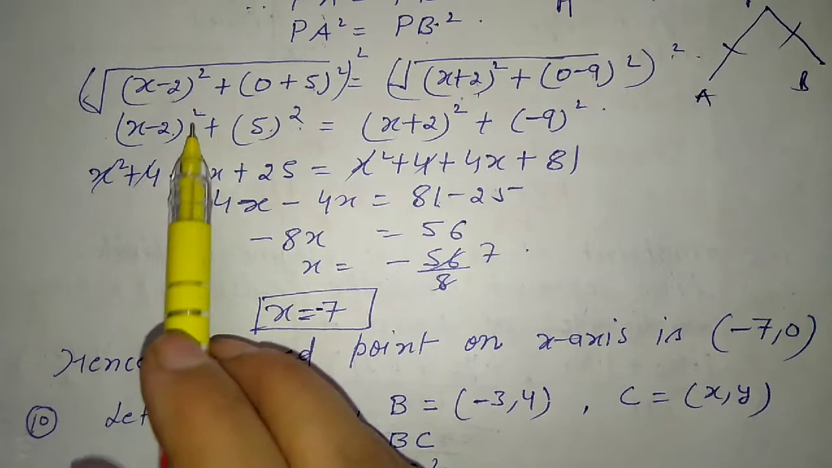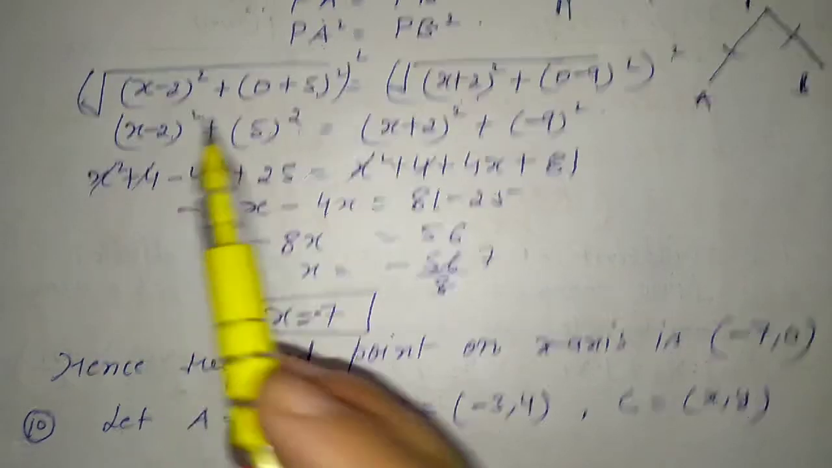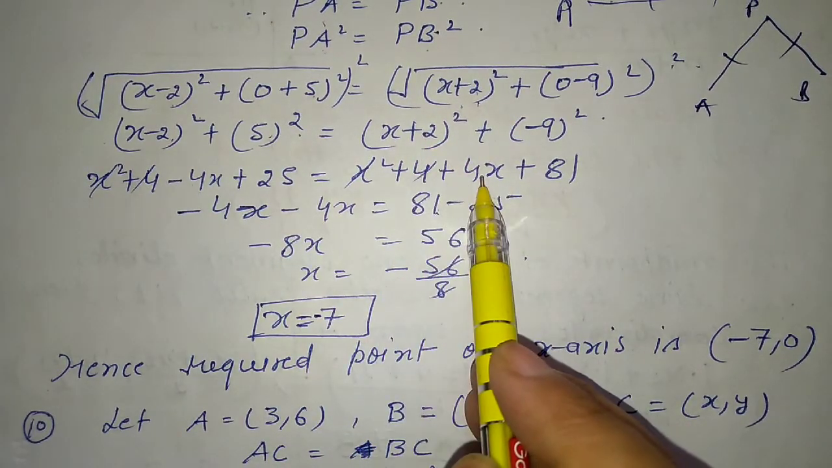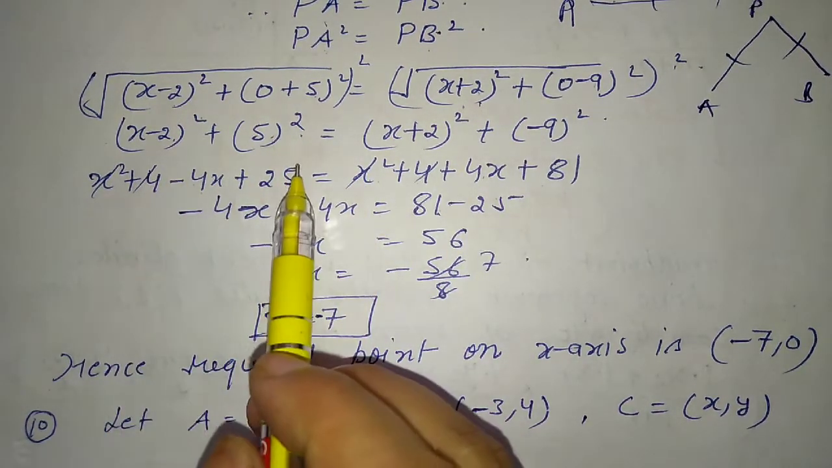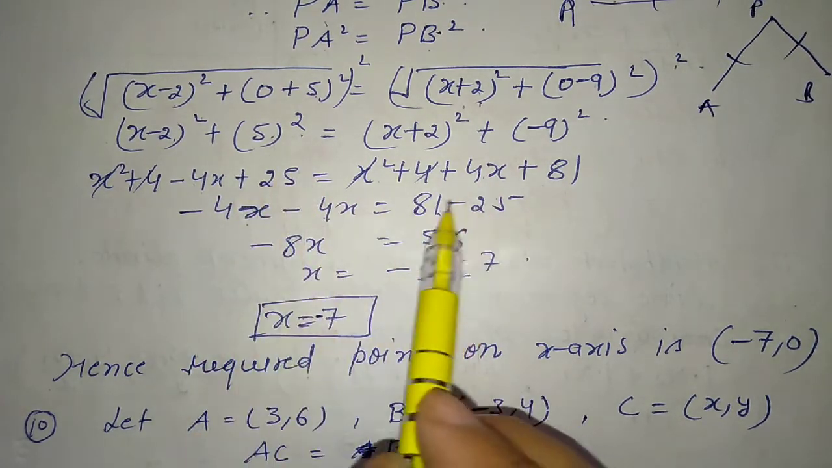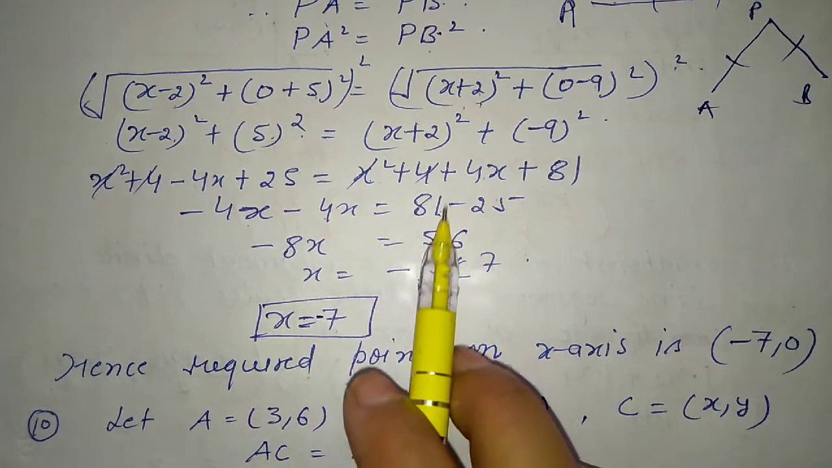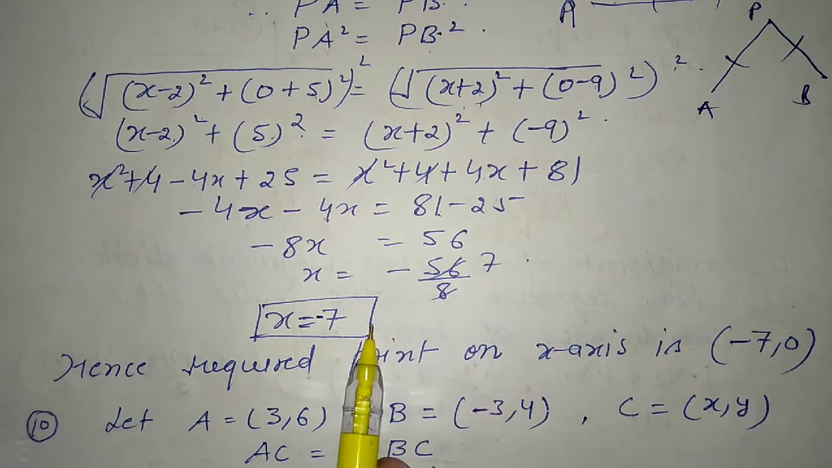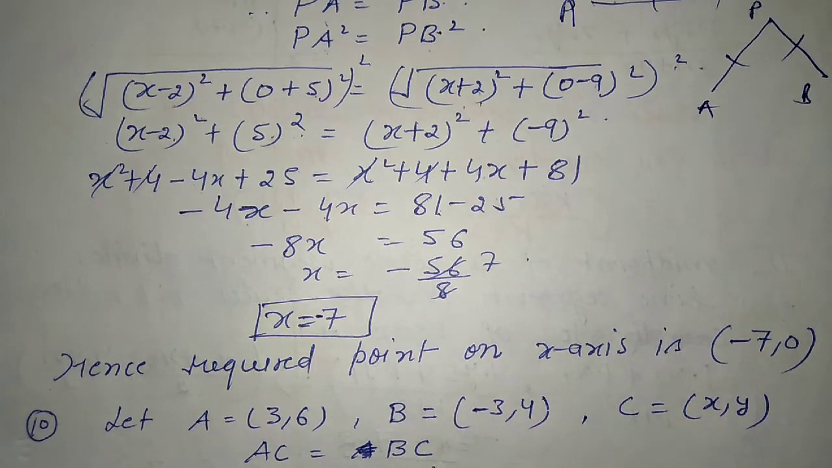So if you open the square, a square plus b square minus 2ab: x square plus 2 square minus 4x plus 25 equals x square plus 4 plus 4x plus 81. So x square can be cut on both sides, 4 can be cut from both the sides, minus 4x minus 4x is equal to 81 minus 25. So minus 8x is equal to minus 56. x is equal to minus 56 upon 8, that is minus 7. Hence the required point on the x-axis is (-7, 0).